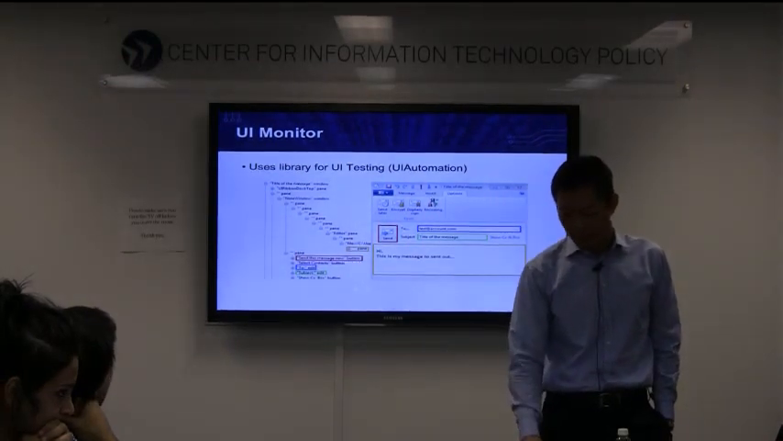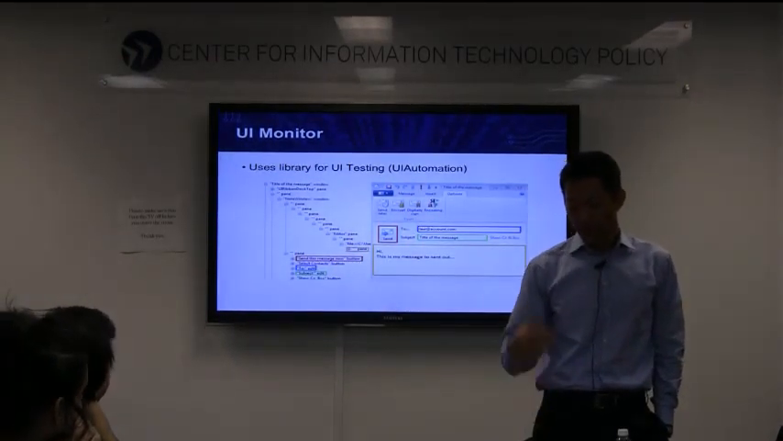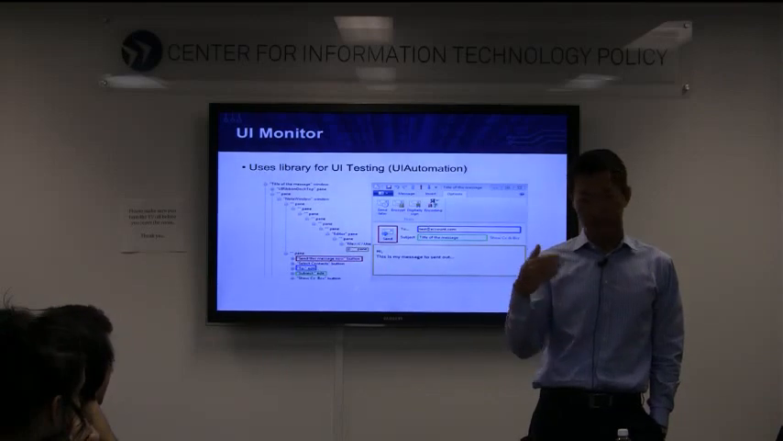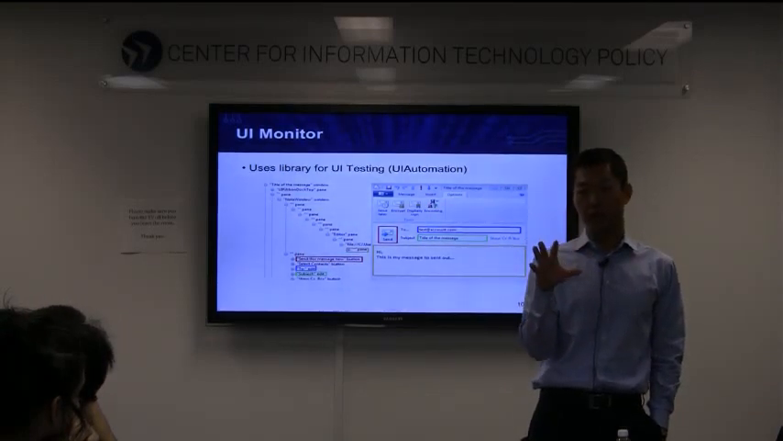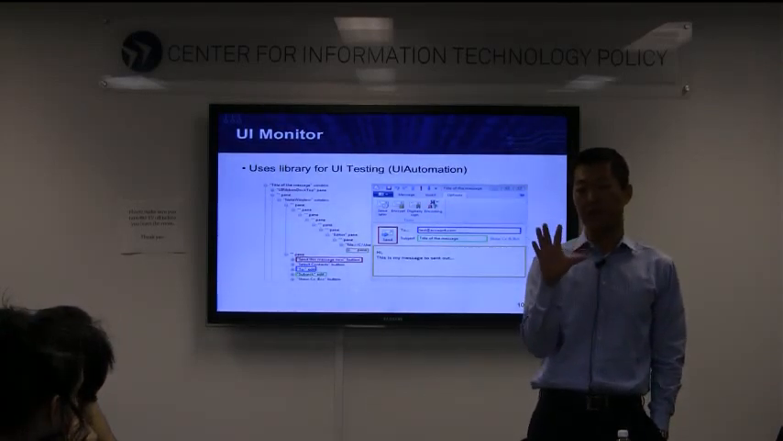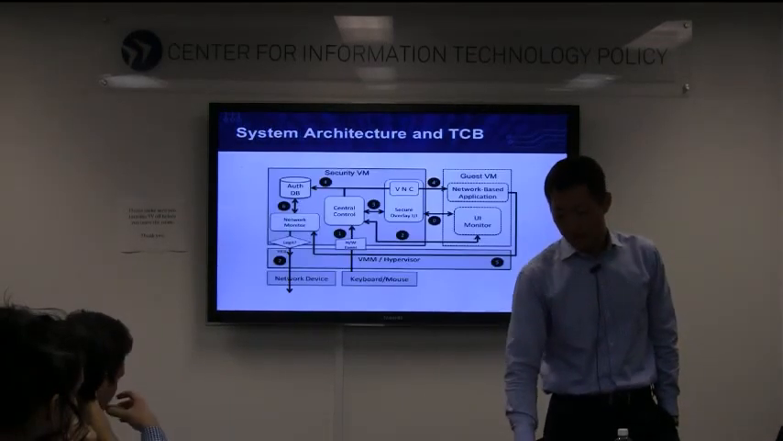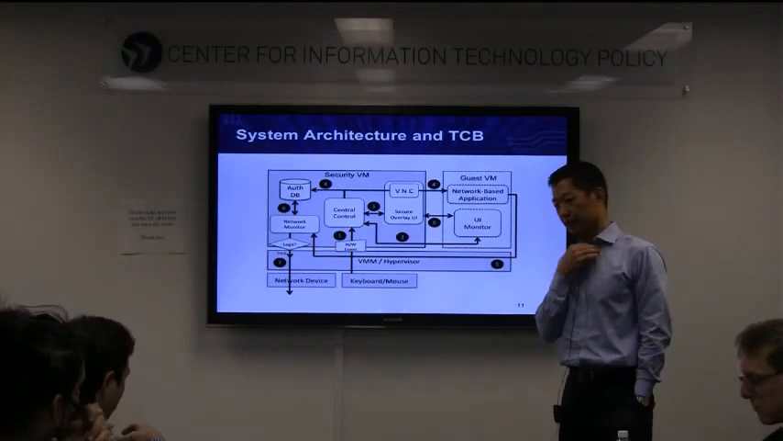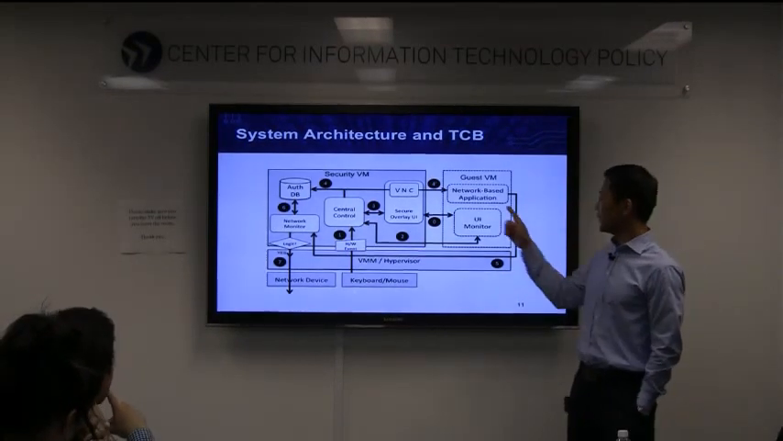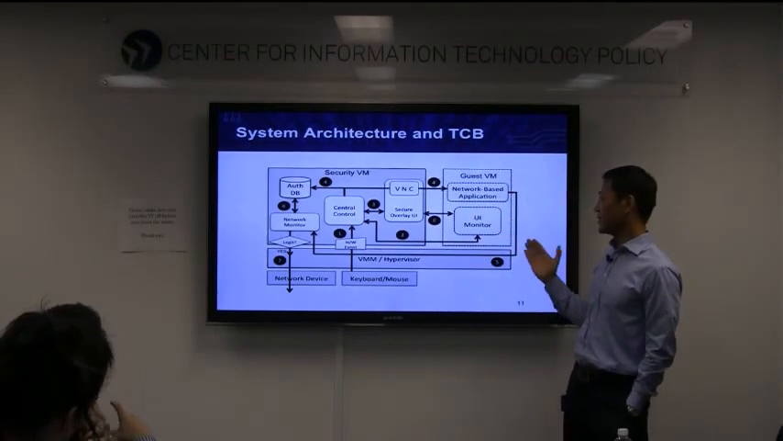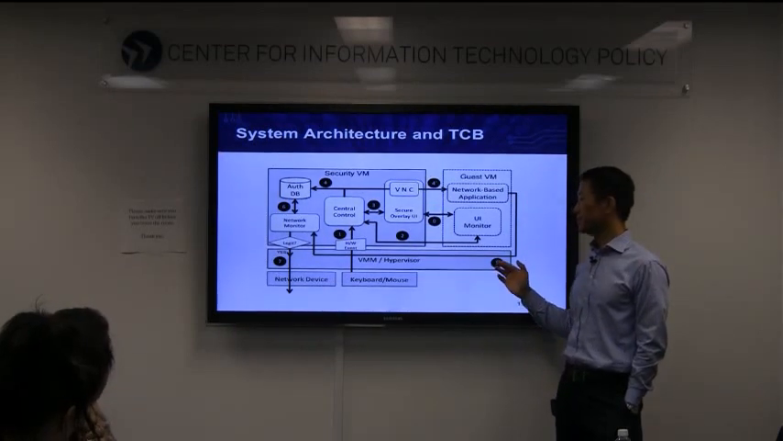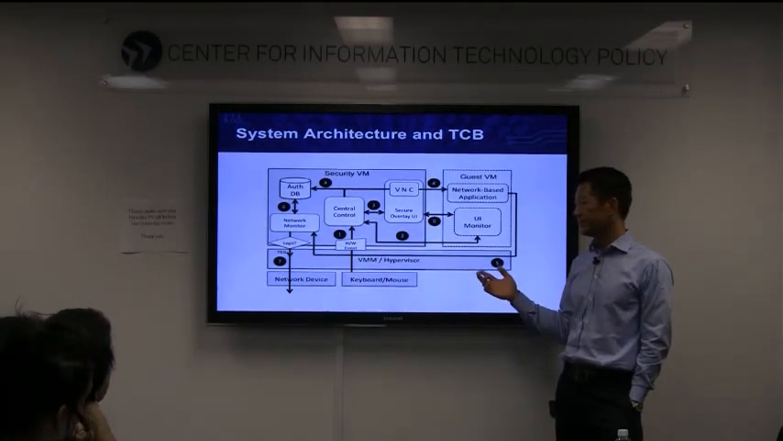So that's our trick: to be able to analyze the application GUI and figure out which fields are important, and then draw them exactly the way the GUI is supposed to look. And then in terms of the system architecture, in particular for security, we put a UI monitor on the guest VM. So this is the most secure kind of architecture, right?